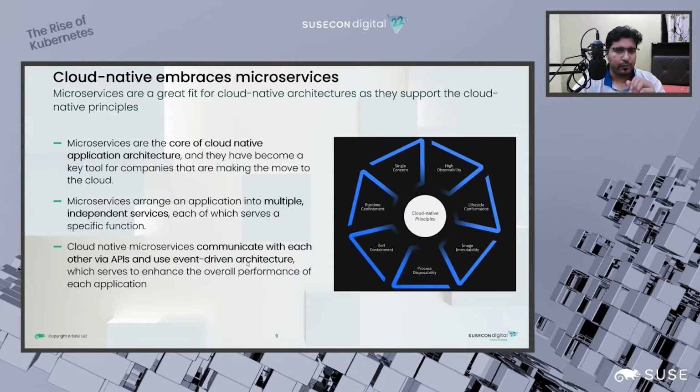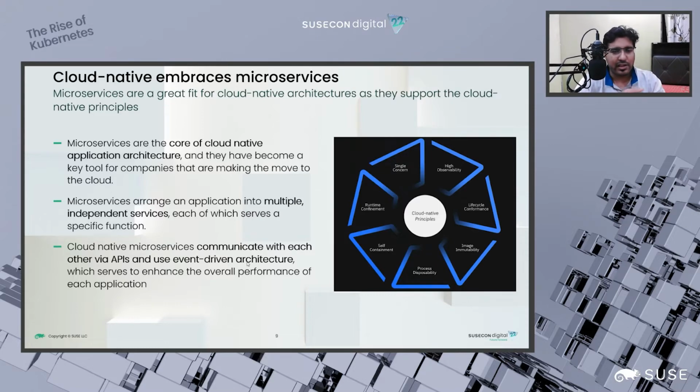So this is a high level overview. Cloud native architecture embraces microservices. Microservices are a great fit for cloud native architectures as they support most of the core cloud native principles. And you can even consider that one of the main applications of cloud native architectures is microservices. They have become the key tool for enterprises who are trying to move to a cloud based model. So if you want to move to a cloud native based model, you are better positioned to make that move if you have embraced microservices.